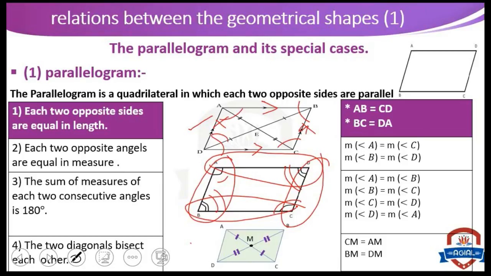The last one, the two diagonals bisect each other. So in this figure, the two diagonals are AC and BD. The common point between AC and BD is the point M. So CM equals AM, and DM equals BM.